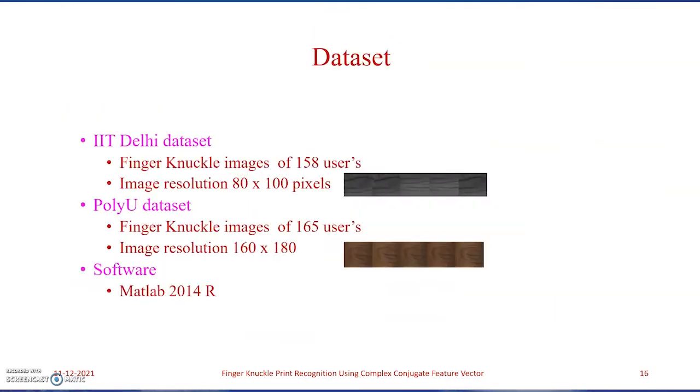The datasets used here are the finger knuckle images from the IIT Delhi dataset and the PolyU dataset. The IIT dataset has 158 users with an image resolution of 80 x 100 pixels, and the PolyU dataset consists of 165 users with an image resolution of 160 x 80. And we have used MATLAB for the coding.